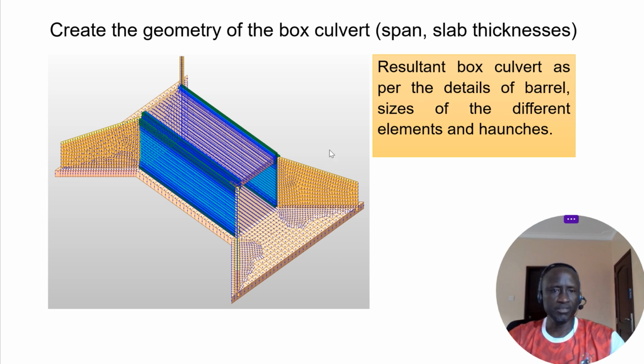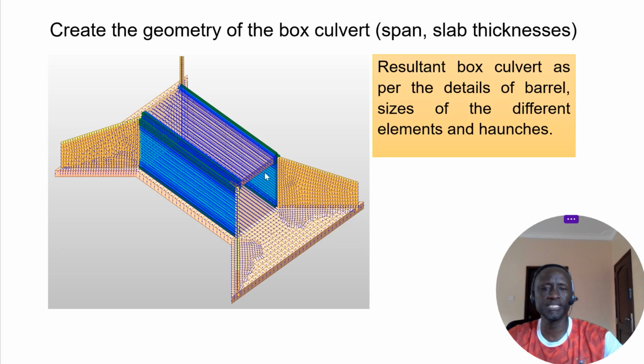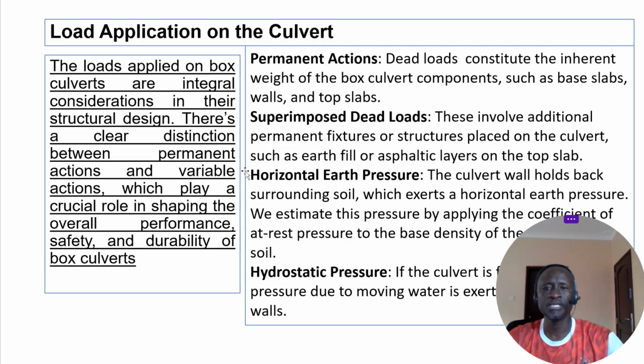Creating the geometry of the box culvert, slab thickness, everything. You must know that this is created from here. This is where you define all you require. I will demonstrate that. You specify the top slab thickness, the bottom opening is already given to you by your hydrologist, and then you have also done preliminary thicknesses depending on the span, and then you are able to do all this.